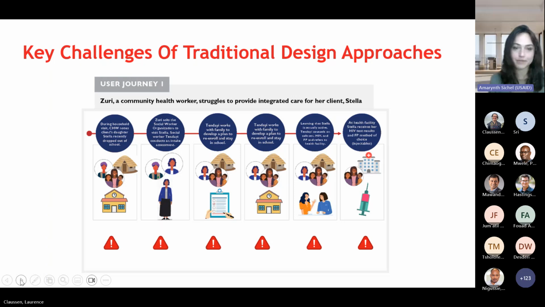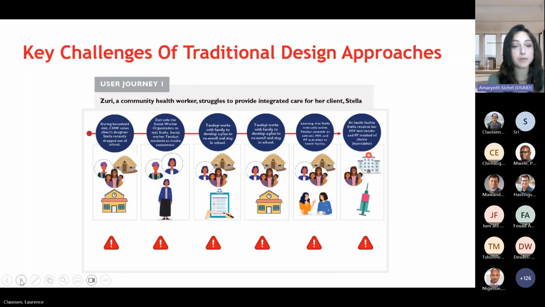So travel with me to visit Zuri. She is a community health worker, and she is providing a routine visit to a household in her community when she notices Stella, a young girl who lives in that house. She's 13. She's not at school because it turns out she's dropped out.